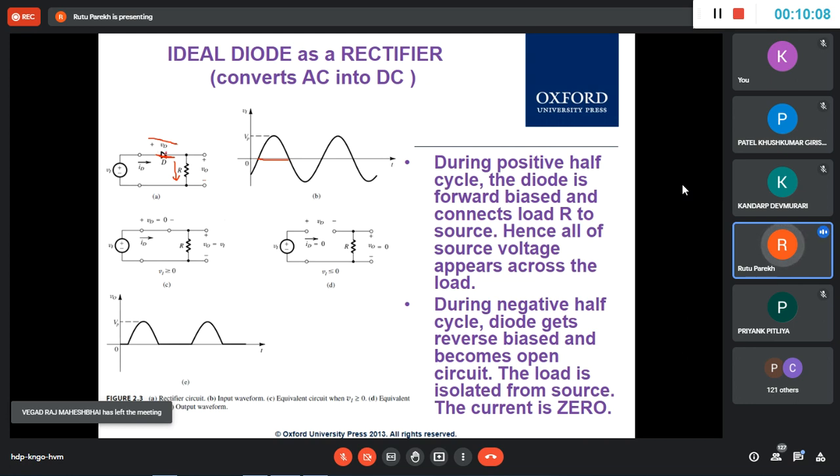And then when the input goes negative, there is no current flowing. The current I is equal to 0 because the diode is open. So there is no I flowing, I is 0, so V0 is 0. That's what you see here for V0. But what about the diode voltage? The diode voltage is equal to this voltage, because there is no current flowing.